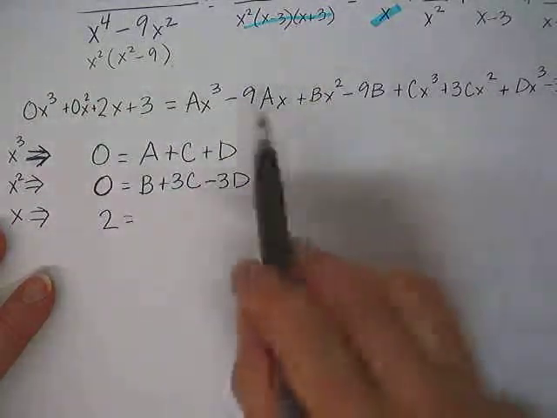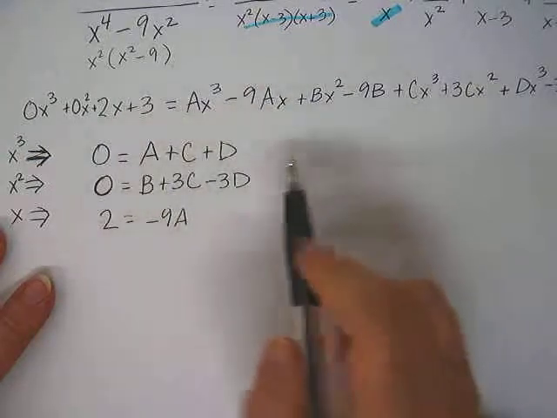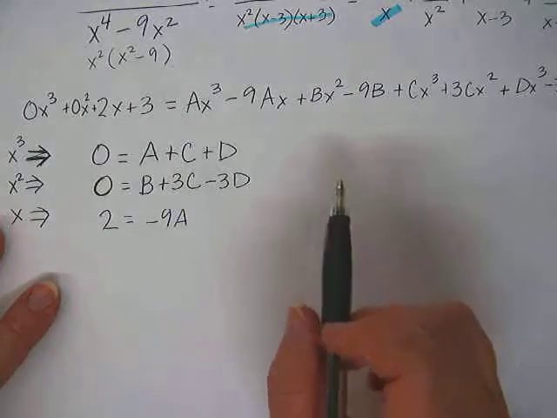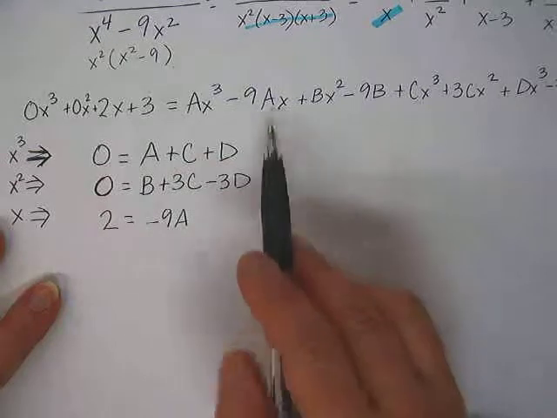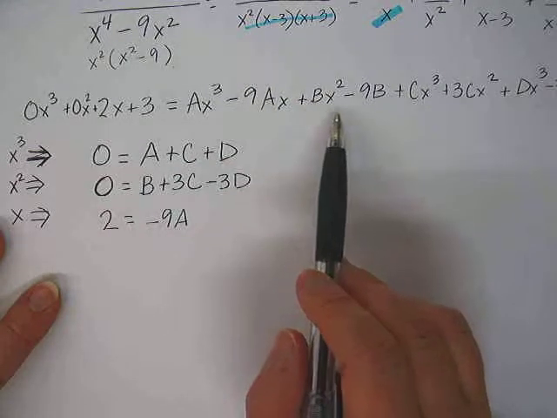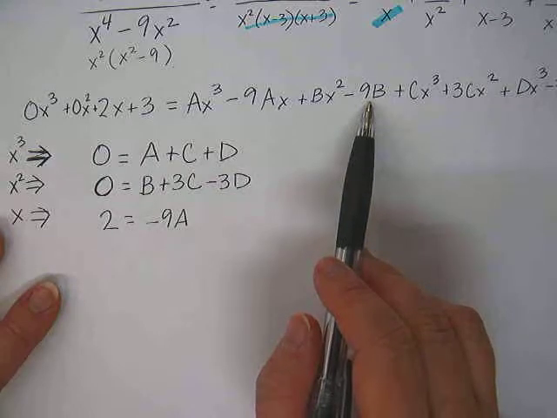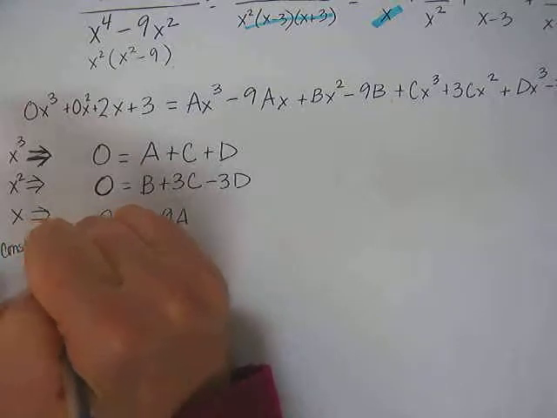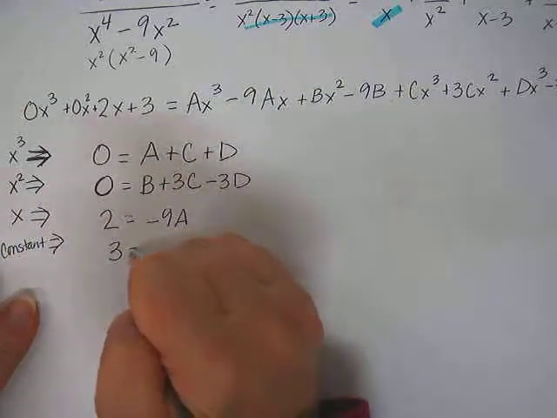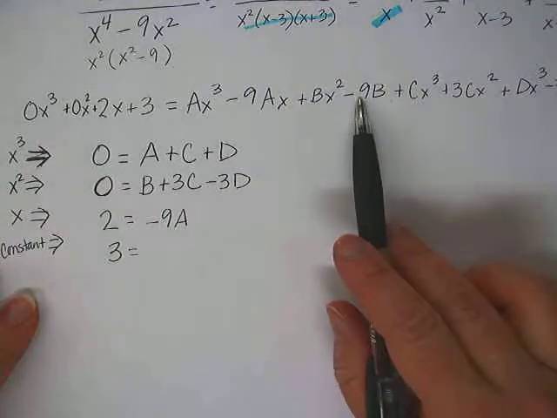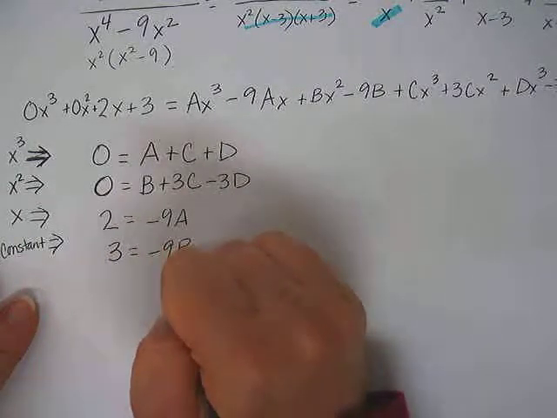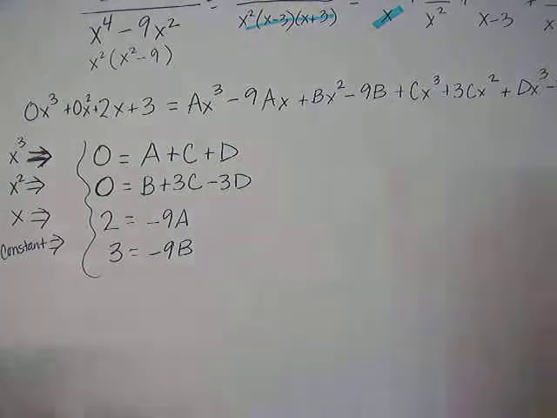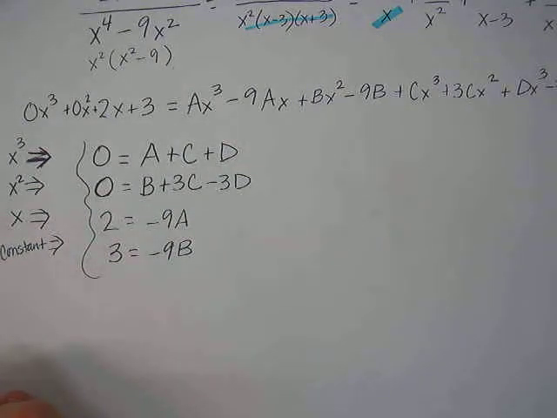Okay, now we look at the x terms. What do the x terms add up to over here? 2. So over there, the x terms, negative 9a. Whoa, is that the only one? That's the only one, right? That's just a constant. So I think that's the only x term, right? So then the last one is the constant term, and that's a 3, and there's only one constant. So that's a negative 9b, correct?